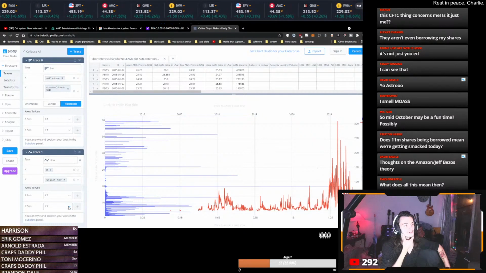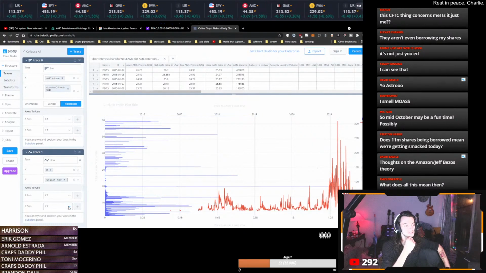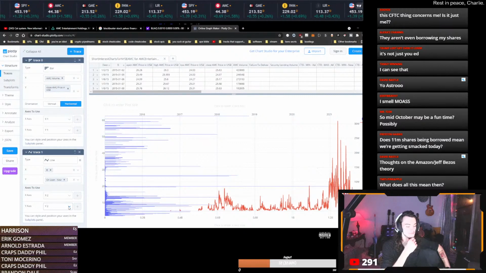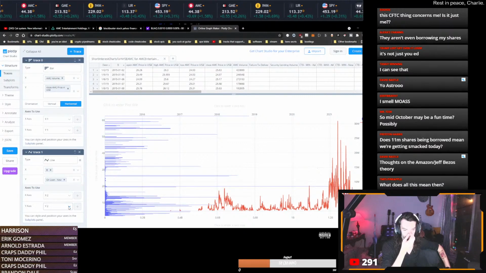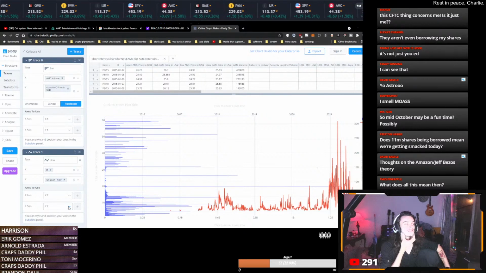Does 11 million shares being borrowed mean that we're gonna... No. It means it's gonna be a high volume day, I think. And if it's a high volume day, it normally means a lot of price action.